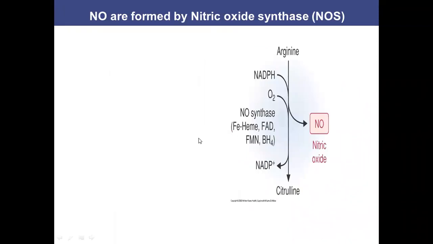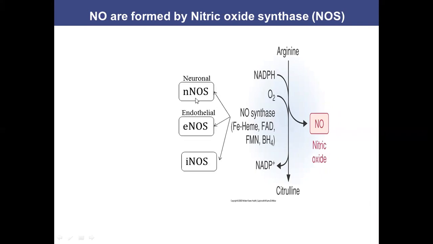So now we're going to talk about the formation of the nitric oxide. Nitric oxide is synthesized from the conversion of arginine into citrulline through the nitric oxide synthase. This enzyme requires NADPH and oxygen to form the nitric oxide. There are three isoforms of this enzyme, the nitric oxide synthase. We have the neuronal nitric oxide synthase, the endothelial nitric oxide synthase, and the inducible nitric oxide synthase. The neuronal exists in the neurons, the endothelial in the endothelial cells, and the inducible exists in immune cells.